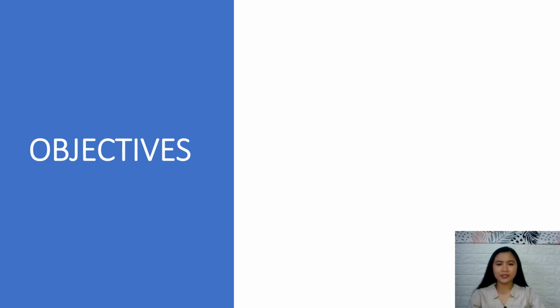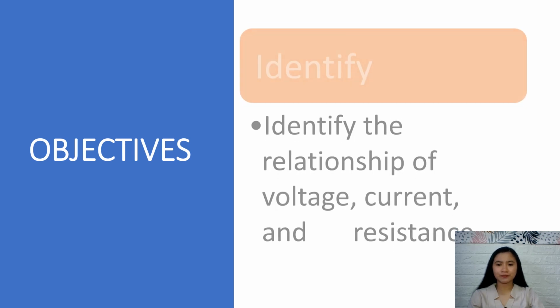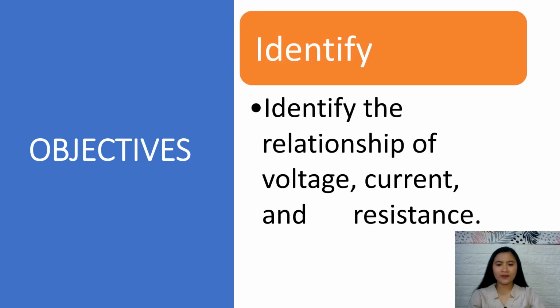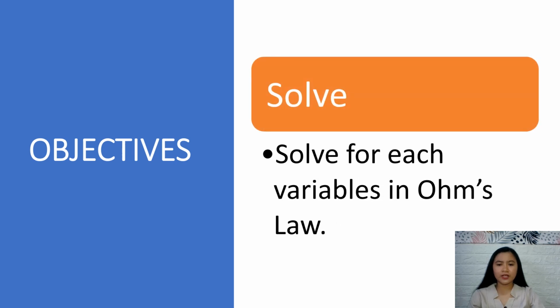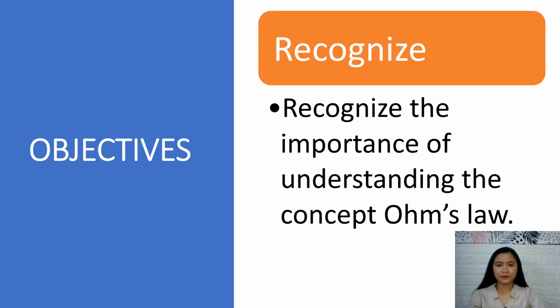At the end of the lesson, 100% of the students shall be able to attain at least 85% level of proficiency to, first, identify the relationship of voltage, current, and resistance. Second, solve for each variable in Ohm's law. And third, recognize the importance of understanding the concept of Ohm's law. Again, what is Ohm's law?